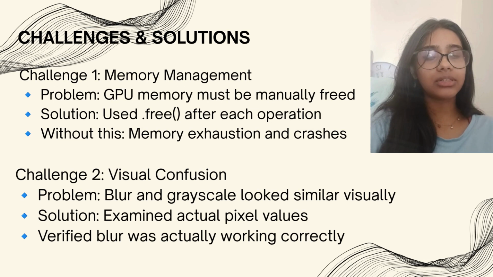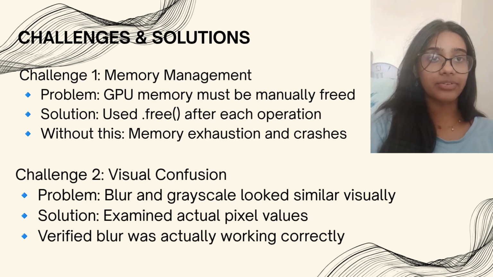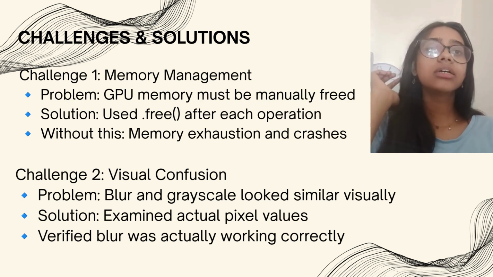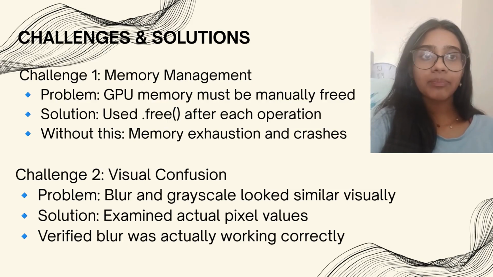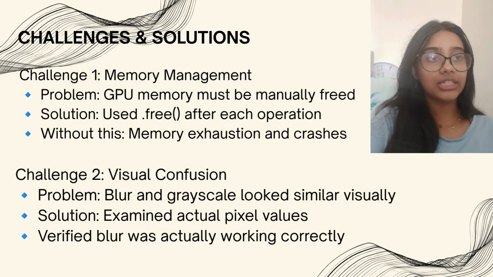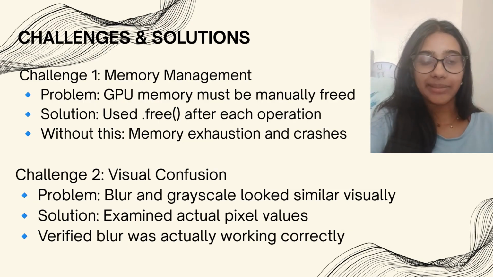Let me share the 2 challenges I faced during the project. First would be the memory management. I had to manually free GPU memory using the .free function after each operation. Without this, Python would keep allocating memory on the GPU, leading to memory exhaustion and crashes. The second challenge was that the blur and the grayscale results looked similar, especially with certain images. I had to examine the actual pixel values to verify that the blur was actually working correctly.